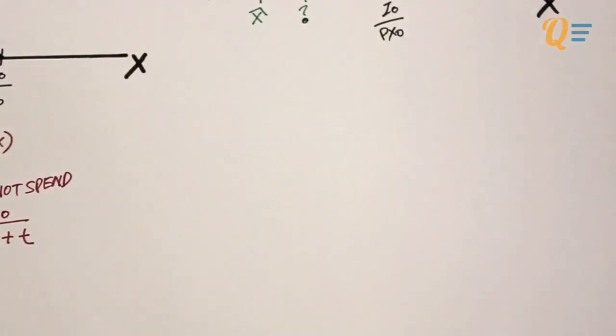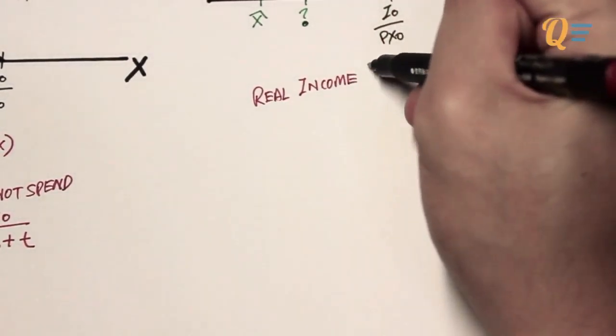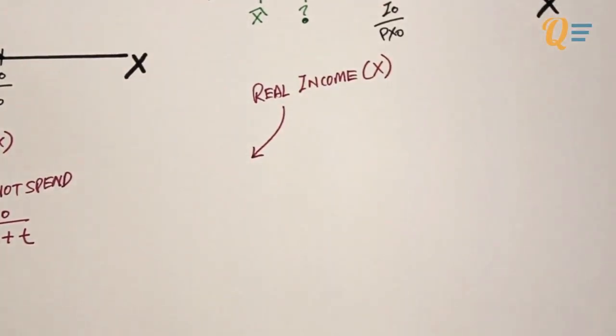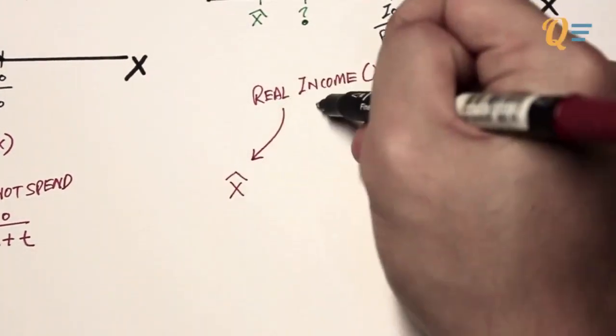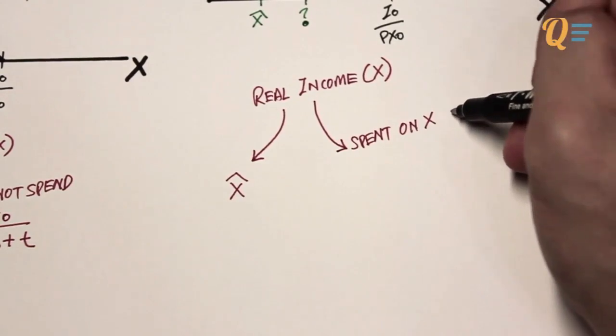The question again is, what is the real income? We know that in a kinked budget constraint, real income is going to be made up of two portions. The first part, as we discussed, is simply X cap. The second portion is, this is how we're going to do it.